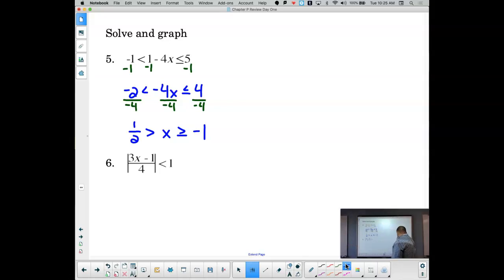So let's rewrite that as negative 1 is less than or equal to x is less than 1/2. And again, when I reorder them to get them in numerical order, smallest number on the left, those signs also rotate with the rotation of the numbers.